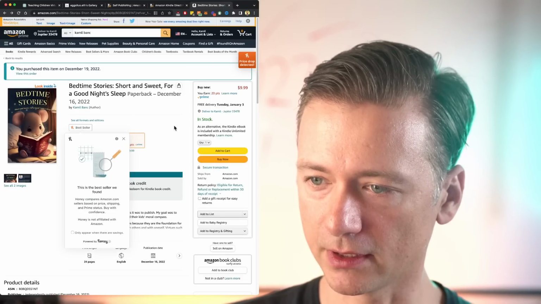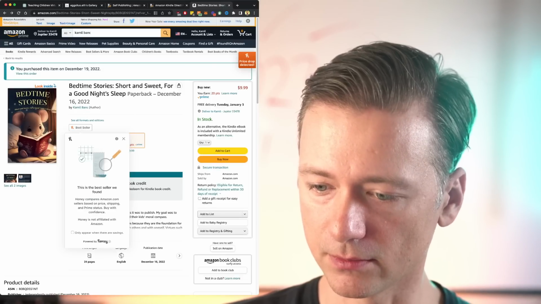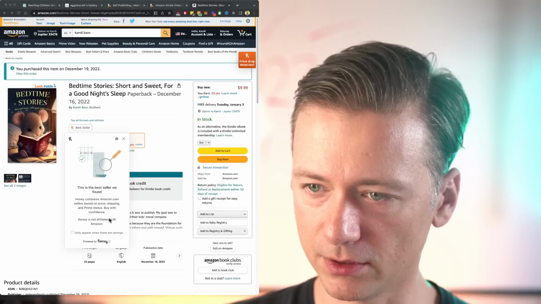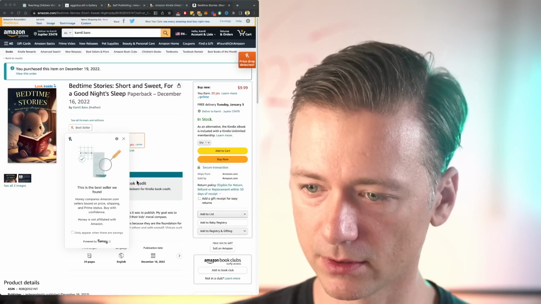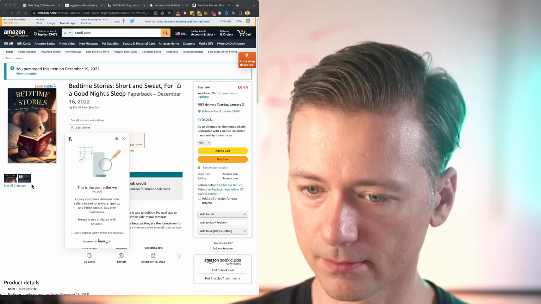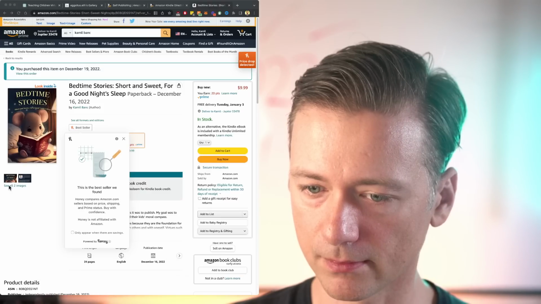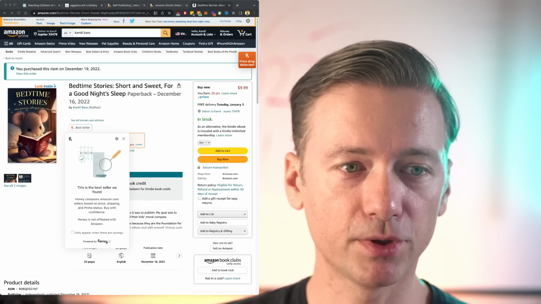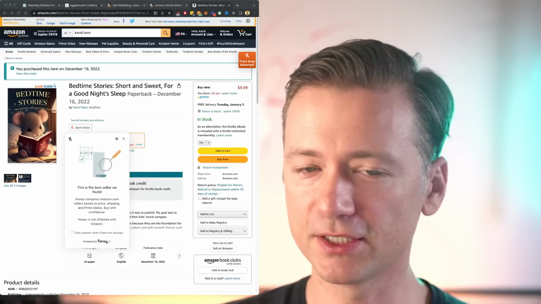I don't know if I can, but let me see if I can open it here somewhere. Manuscript. Anyway, I don't want it to take too long, but essentially you get the point.